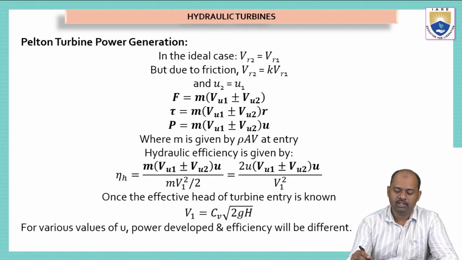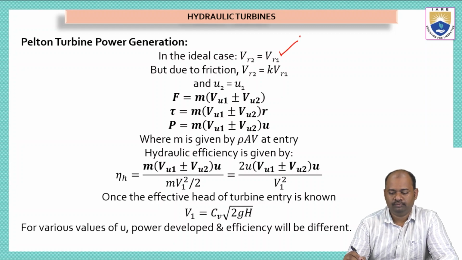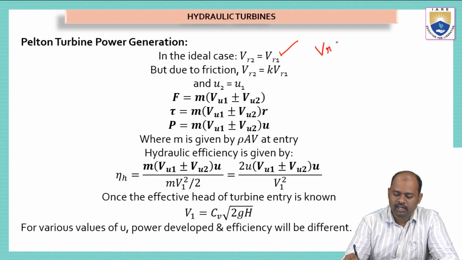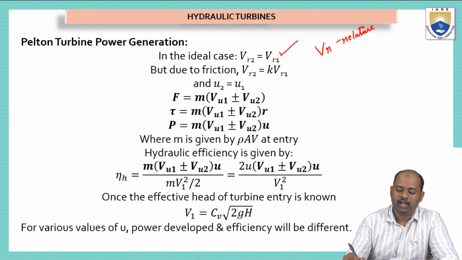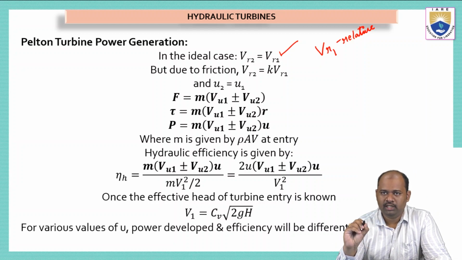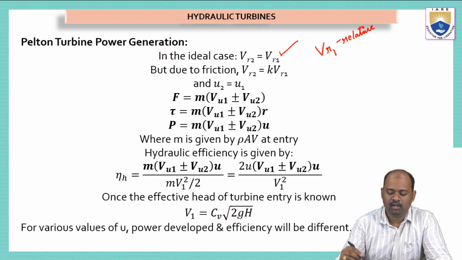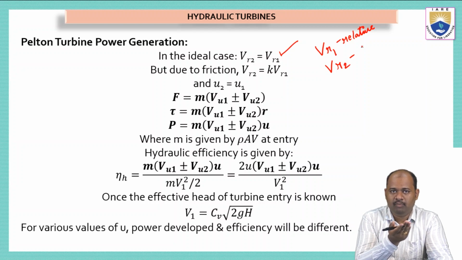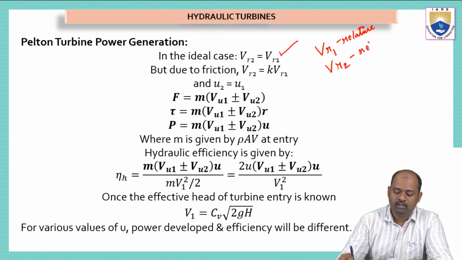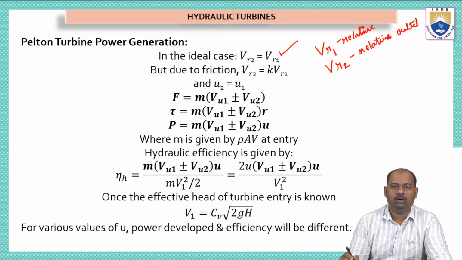Now we'll see some more formulas. In ideal cases, we have VR1 equal to VR2. VR is nothing but the relative velocity between the water jet and the bucket. VR1 is the relative velocity at inlet, meaning the water jet and bucket are moving at different speeds. And VR2 is the relative velocity at outlet, between the water coming out of the bucket and the bucket. Okay.